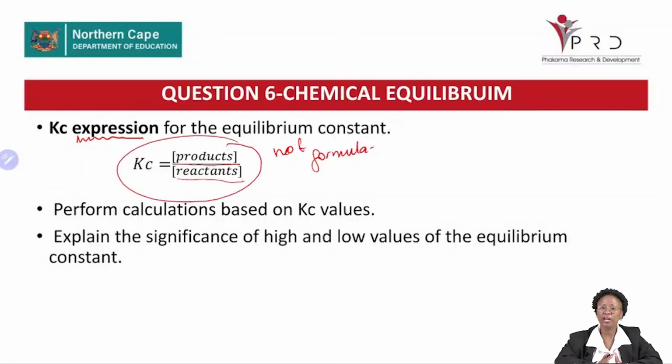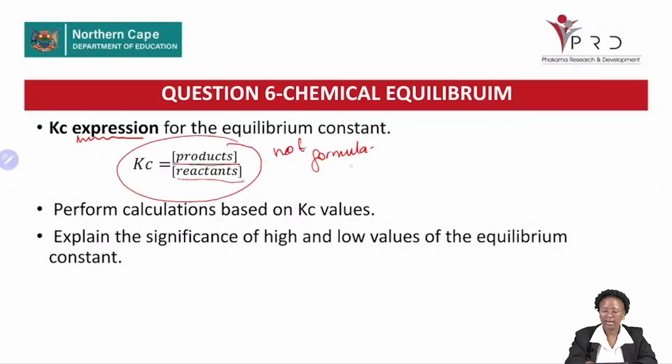So when they require you to write the Kc expression, do not start by writing Kc is equal to the concentration of the product over the concentration of the reactants. You are going to lose the marks. You must write the actual products that you are given from the formula and the actual reactants that you are given from the formula.